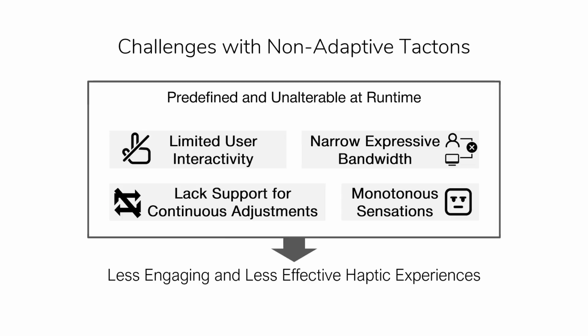To expand on this, traditional non-adaptive tactons are unable to continuously adjust at runtime in response to user interaction or changes to application state. Because of this, they are limited in the depth and range of information they can convey. They are also unable to seamlessly transition between sensations and might be found repetitive. All of these factors can lead to an overall less engaging and potentially less effective haptic experience.